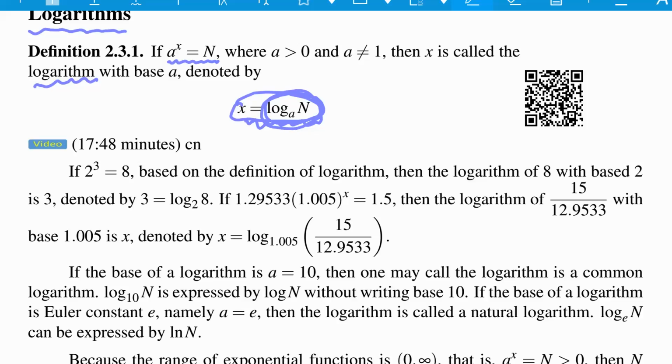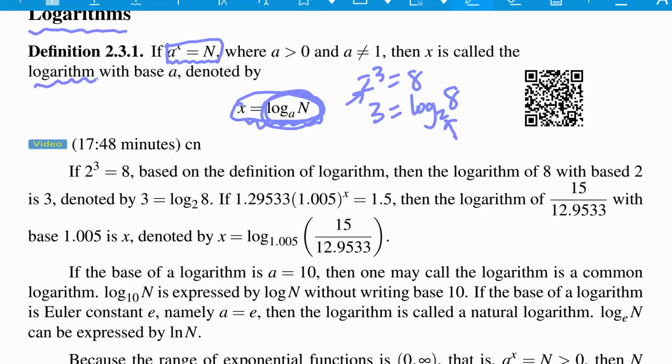For example, right here we have 2 cubed is 8. Let me write this. 2 cubed equals 8. That's the expression right here. Then how do you write the logarithm? You may write 3 equals log base 2 of 8. Here is the base 2, and here is also the base. So the base is always the base.